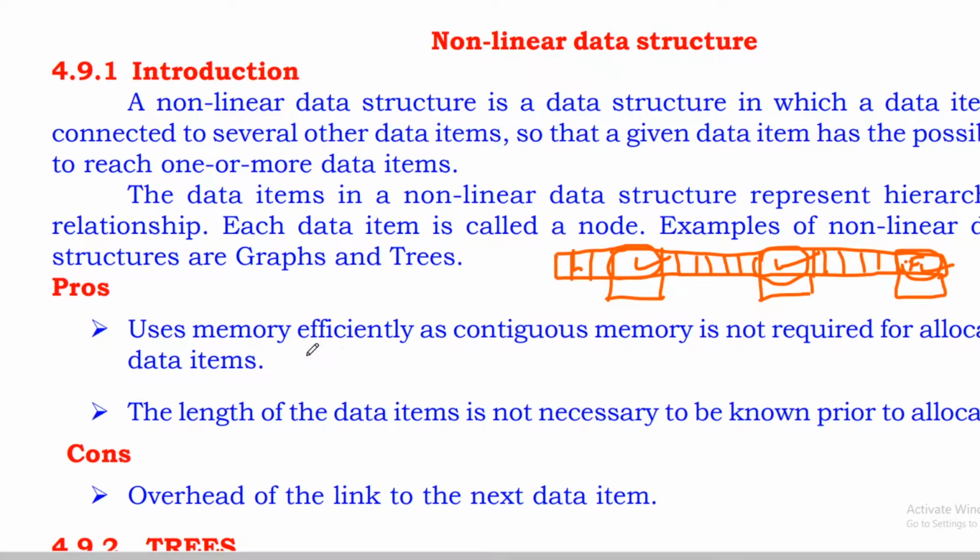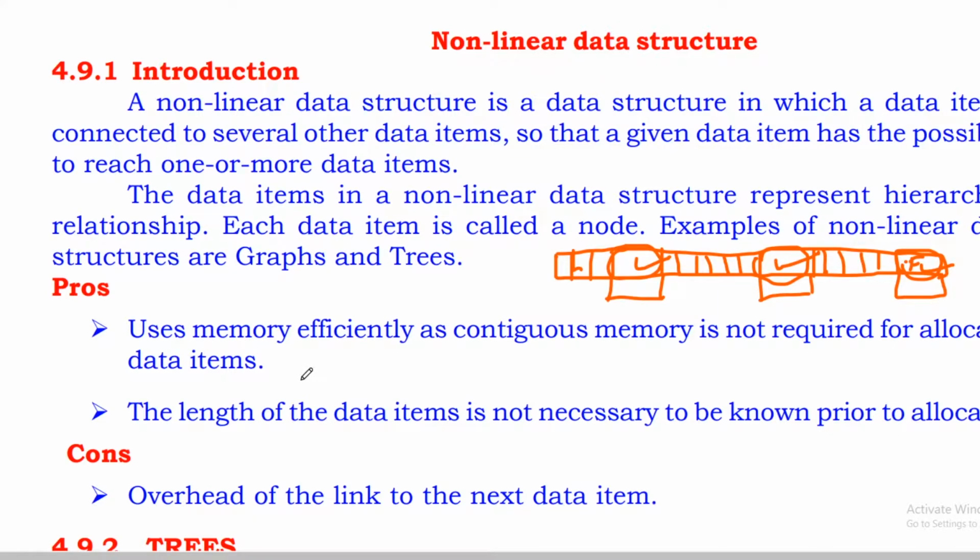So it uses memory efficiently, as continuous memory is not required for allocating data items. The length of a data item is not necessary to be known prior to allocation. Like how much data we need, 20 or 100, it is not like static memory allocation. As and when it is required, we keep allocating.